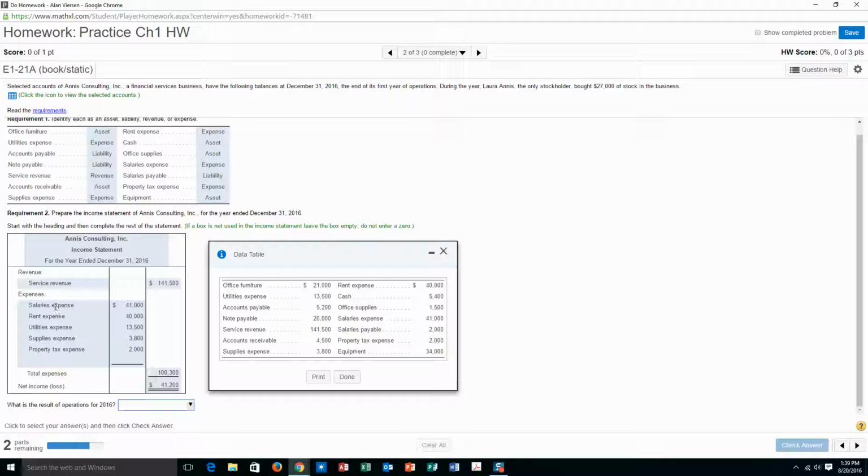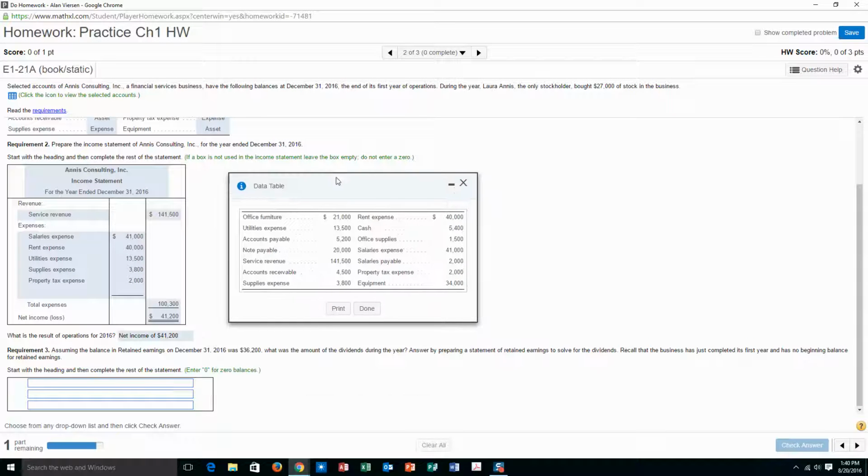Now for this chapter and for most of the chapters, we list the expenses by the highest expense to the lowest expense. And all we did was just go through and take each one expense, salaries expense, rent expense, the property tax expense, and we listed them. We added all the total expenses up and we subtracted it from the revenue. Okay, so that's what an income statement looks like. And that's something that you'll do throughout the entire year. So net result operations, we have net income of $41,200.